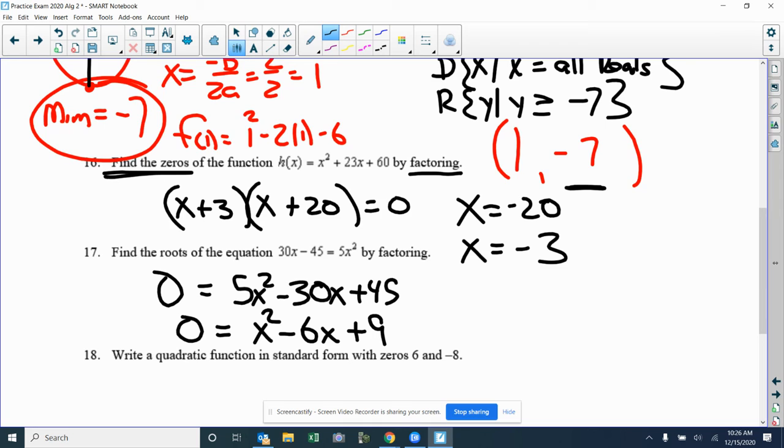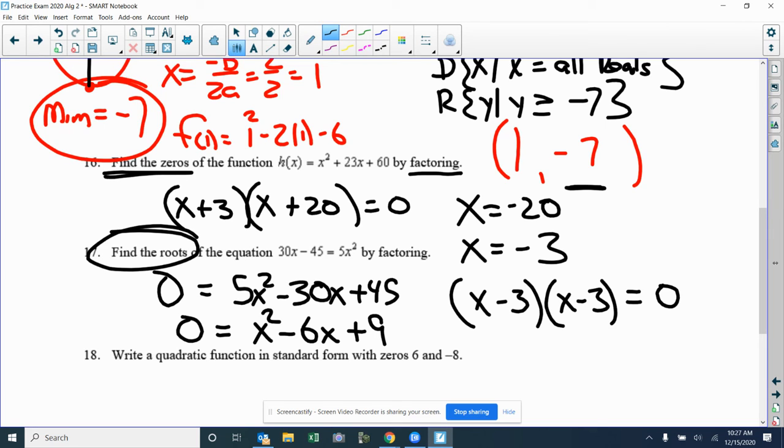Now that looks like a much easier factoring job, doesn't it? In fact, it's a special one. Anybody see it? It's a perfect square trinomial. And it factors to x minus 3 and x minus 3. So we set it equal to 0. We are finding roots, so we've got to solve yet. So what is x equal to? Positive 3.